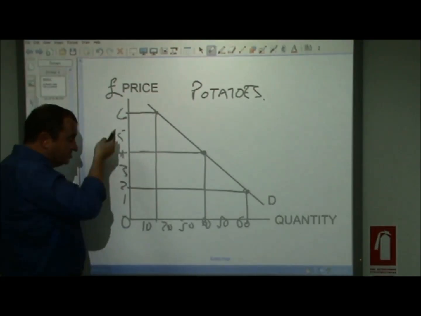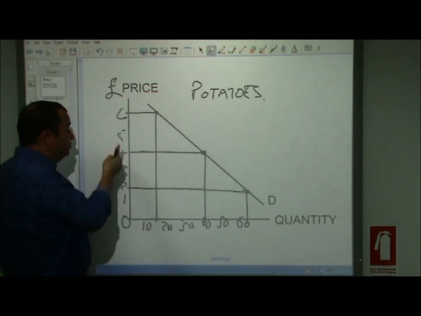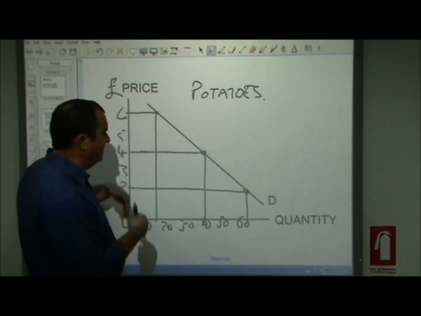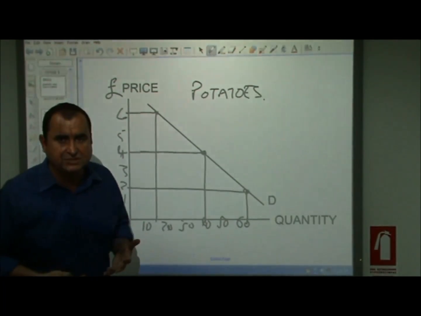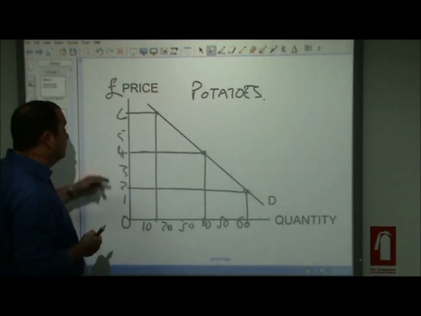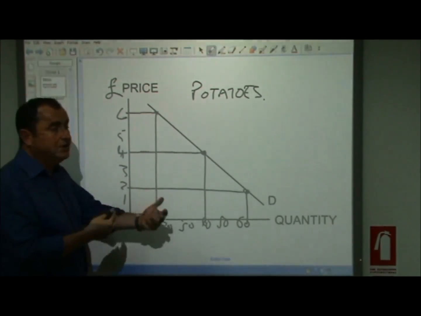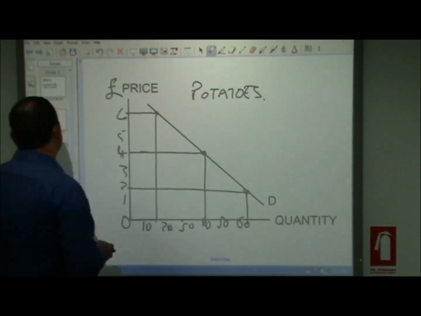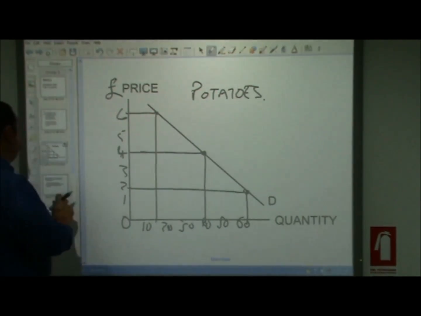So were the price to change, we simply have to go to the new price and see what the quantity demanded is. There's no need to move the whole curve when the price changes. We simply go to the new price, and we can read off how much quantity is demanded. Okay, let's move on.